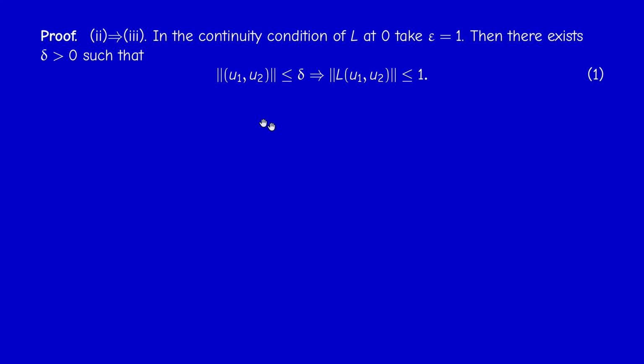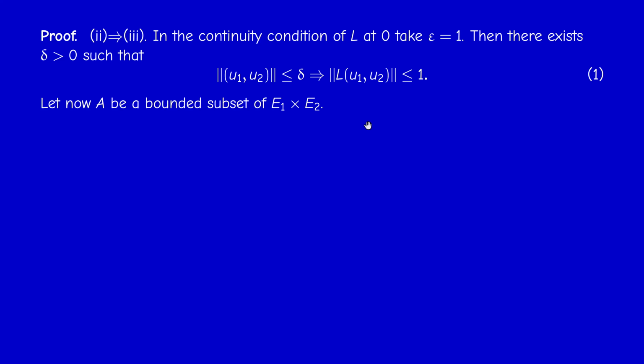So as a particular case, if the distance between (u1, u2) and the origin is less than delta, then the distance between their images is less than epsilon. Here I take epsilon equal 1. So the delta usually depends on epsilon. Here I fix epsilon, so delta is fixed, it is a constant now. And I will use this delta to prove the boundedness condition. So delta does not depend on u1, u2. It's constant. Okay, so this is continuity at 0.